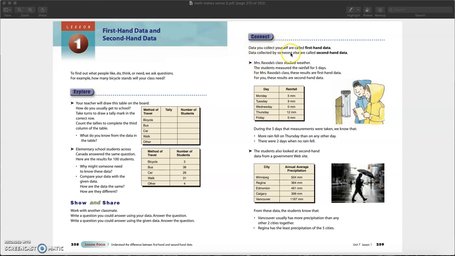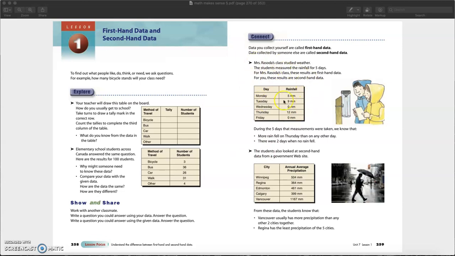Data collected by someone else is called, this should be an is, it's called second-hand data. So for this question, elementary school students across Canada, I am not going to go town to town asking students how they get to school. I could make a phone call and ask somebody else. Maybe there's some website on the internet that's already done that, but I'm not going to do it personally. So that's second-hand data. I have a second-hand source.